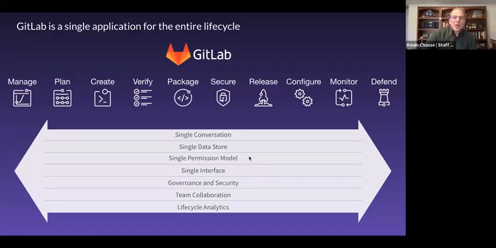And then one other view of these 10 stages as defined by Gartner. So we adopted what Gartner had come up with for the 10 stages of the DevSecOps lifecycle. And GitLab has an offering solution for all 10 stages in a single application where you can have a single data model, single permission, single user interface, and a single place for your team to collaborate, view analytics, governance and security. And there's a significant advantage to having everything in one place.